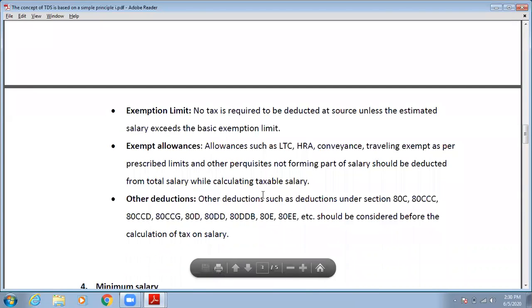Other deductions such as deduction under section 80C, 80CC, 80CCD, 80CCG, 80D, 80DDB, 80DDP, 80E, and 80EE, etc., should be considered before the calculation of tax on salary.